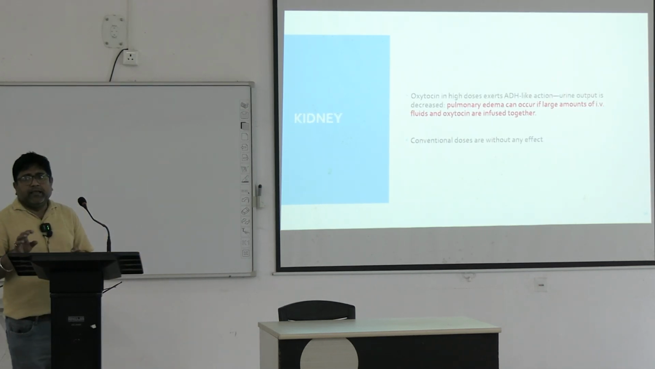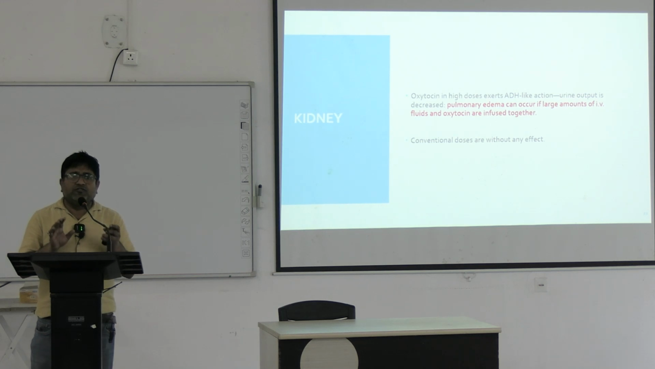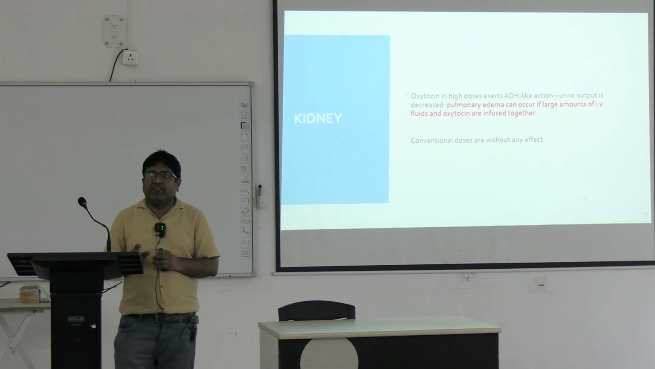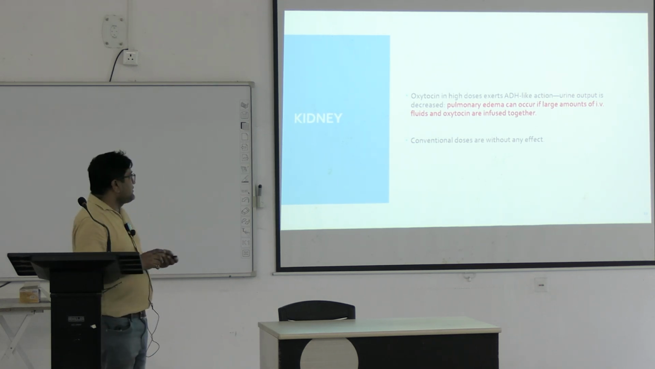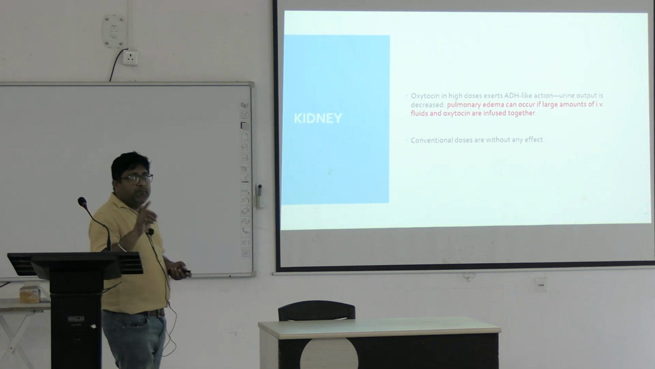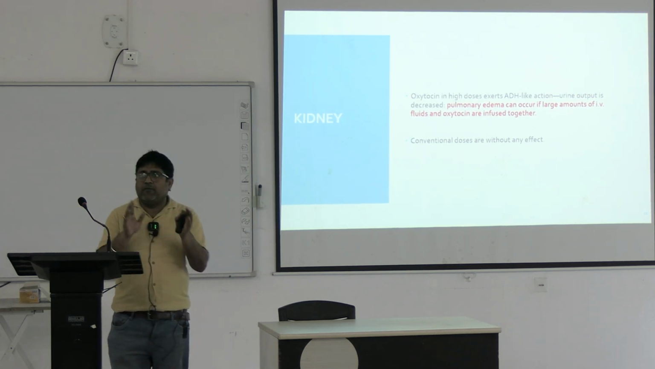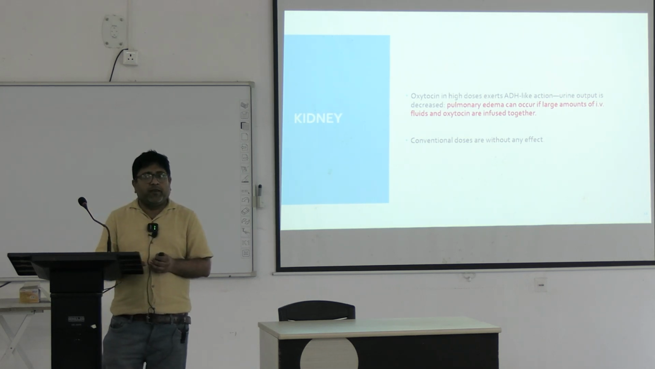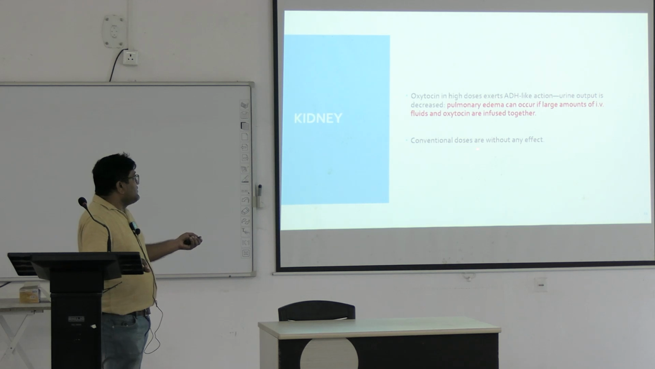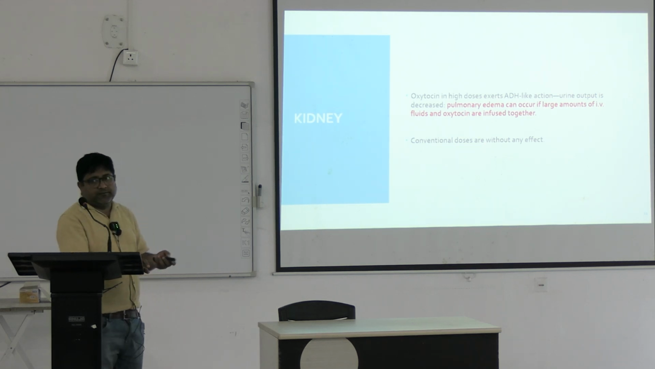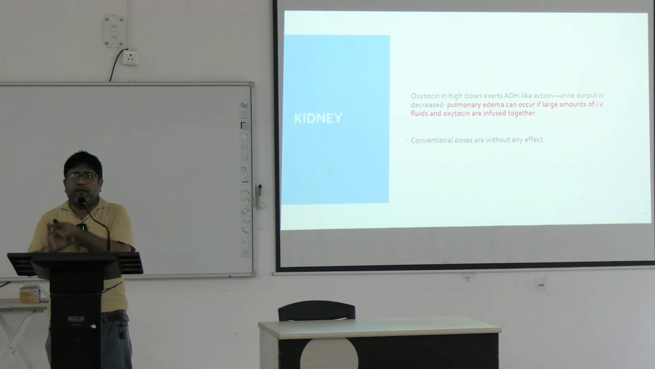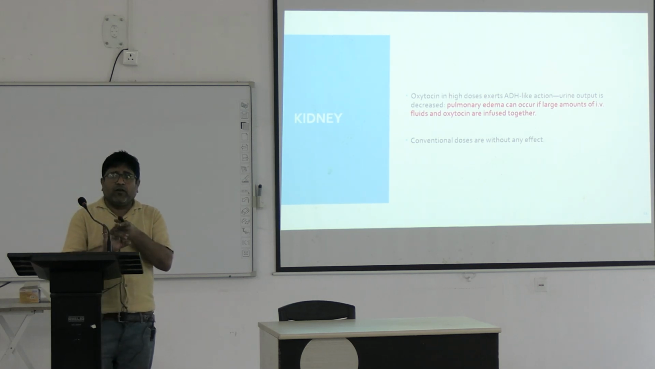Coming to the kidney, at higher doses, oxytocin has ADH-like, antidiuretic hormone-like action. So at higher dose, urine volume is decreased. There is antidiuresis, and hence pulmonary edema can occur if a larger amount of oxytocin is infused with a large amount of IV fluid in term pregnancy. Conventional doses are without any effect. So the dose we use in obstetrics generally does not have any impact on the cardiovascular system, nor on the kidney.